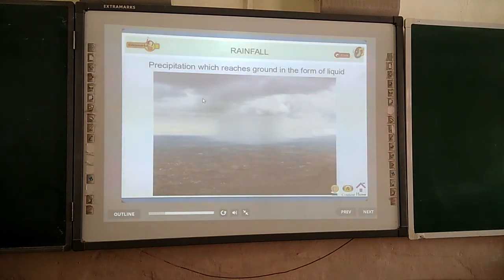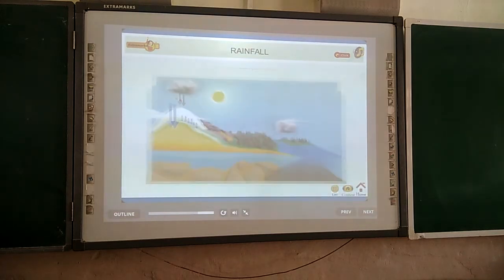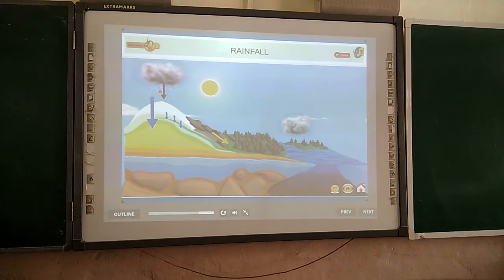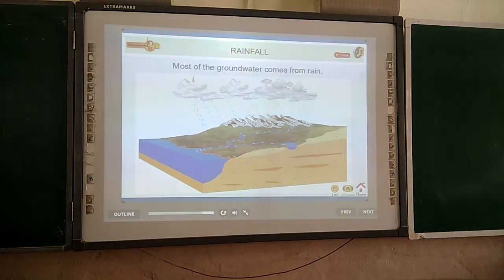Precipitation which reaches the ground in the form of liquid is called rain. It occurs when a saturated air mass is cooled to a degree when it is not able to retain moisture. Most of the groundwater comes from the rainwater.